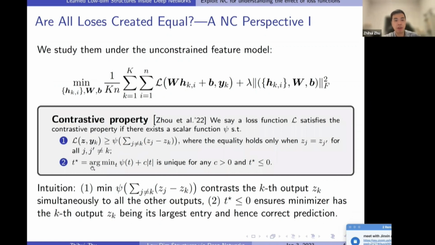The second one is that if we try to minimize this scalar function, then its minimizer is unique and its minimizer is negative. The intuition behind these 2 properties is that for the first one, we want to contrast the k-th output simultaneously to all the other outputs. And the second one is that we want the minimizer to have the k-th output being its largest entry. So therefore, we have a correct prediction.